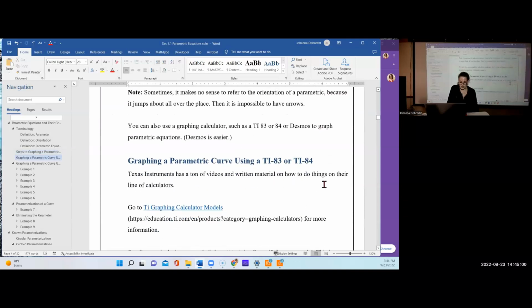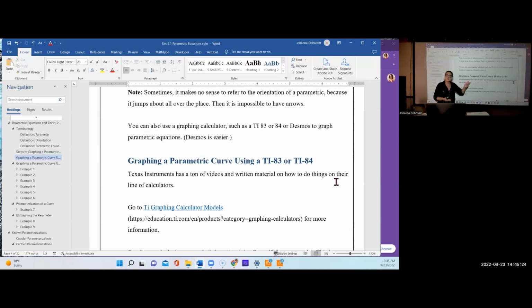Now there are occasions, and we may see one or two, where the orientation of the parametric equation makes no sense at all. In fact, it jumps around all over the graph. It does produce a graph, a curve, probably not a function, but the way that it produces the graph is by flip-flopping back and forth and bouncing around all over the place.